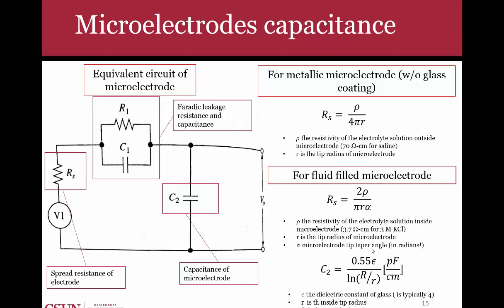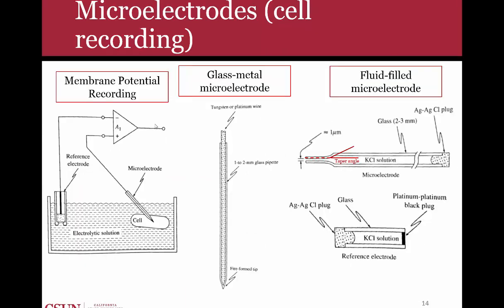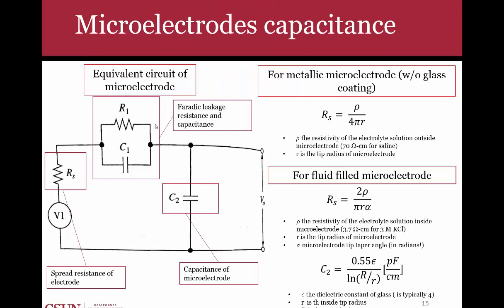Again, I'm not going to ask you to do this, but if for some reason you end up in an electrophysiology lab and you're asked to calculate some of these things and how to interface it with instrumentation, these are the equations you can use. You can also measure the capacitance of the microelectrode using this equation here, and again, it depends on the radius of the inside tip, the outside tip, and the dielectric constant of the glass.